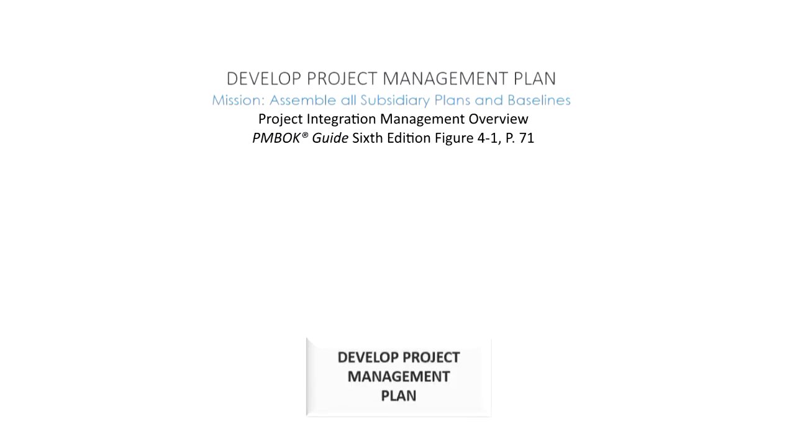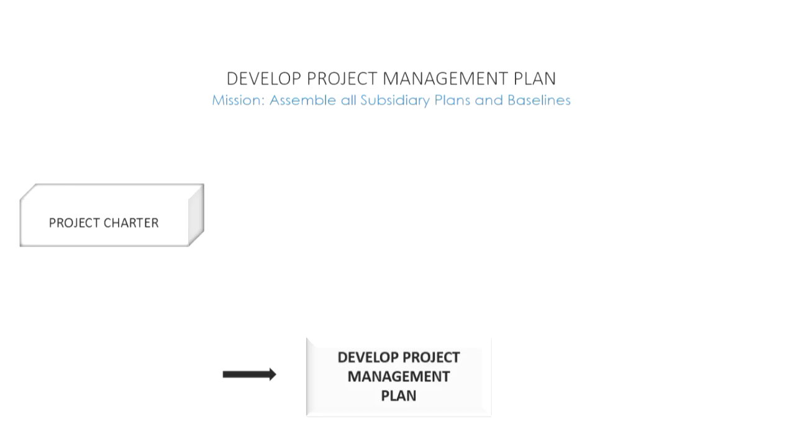The major goal is to assemble all subsidiary plans and baselines into that final plan that I showed you. The inputs to this process, first of all, we have the project charter talked about previously. Remember, the project charter has all of this high-level information, and it gives us a very good, well-rounded overview of what the project is meant to achieve. It has all of that high-level information, high-level milestones, high-level risks, and so on.